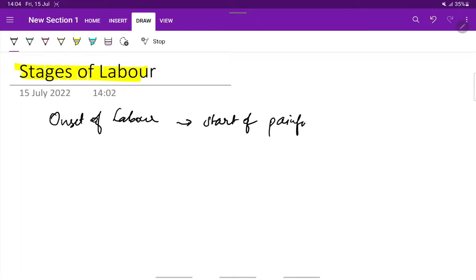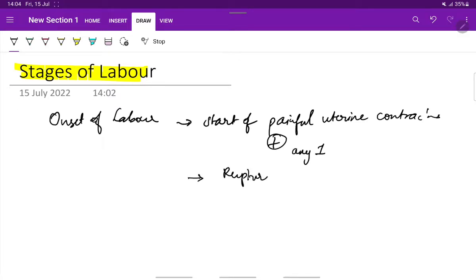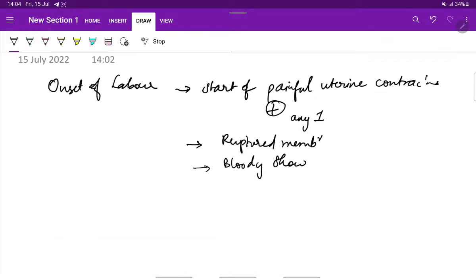painful uterine contractions which is associated with any one of the following, which are ruptured membranes, bloody show, or complete cervical effacement. This is the onset of labor.